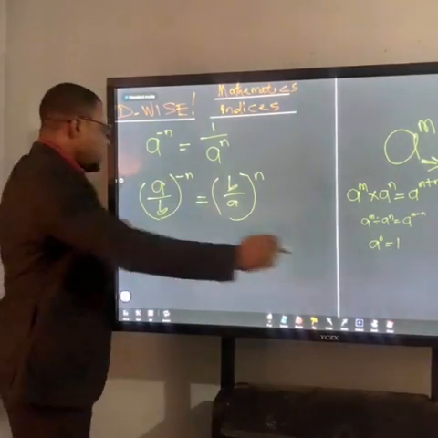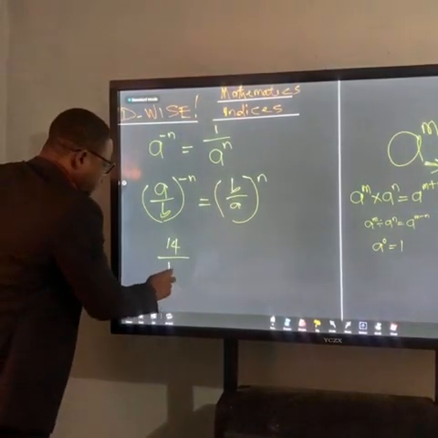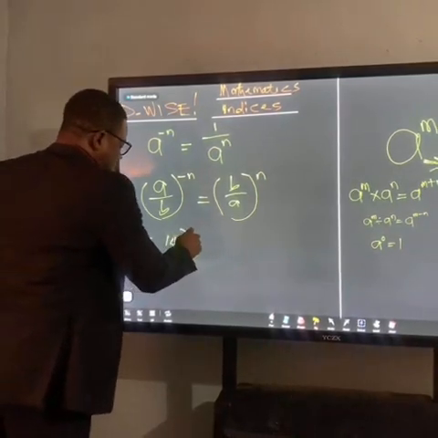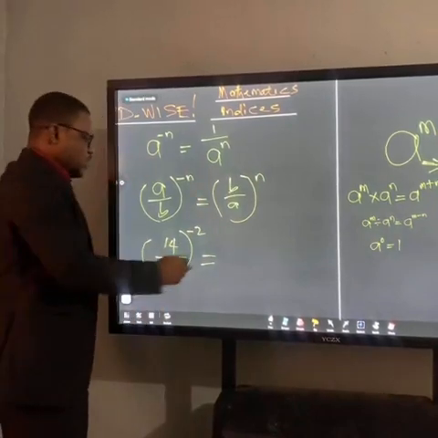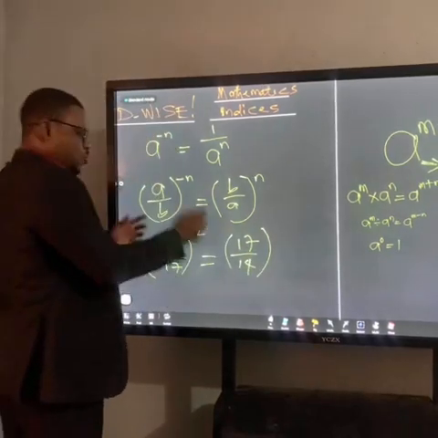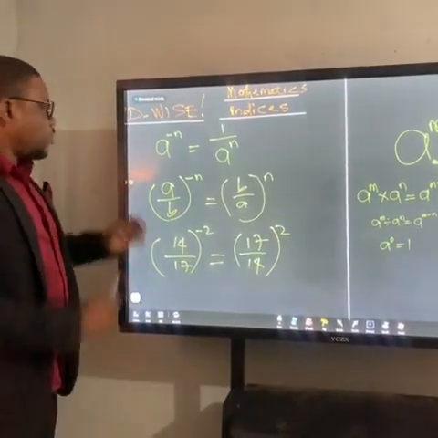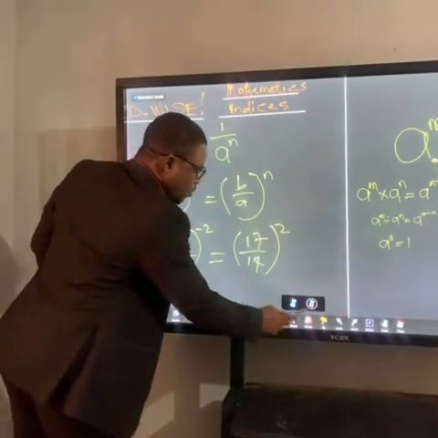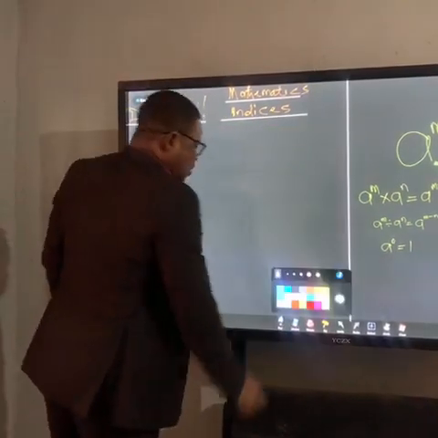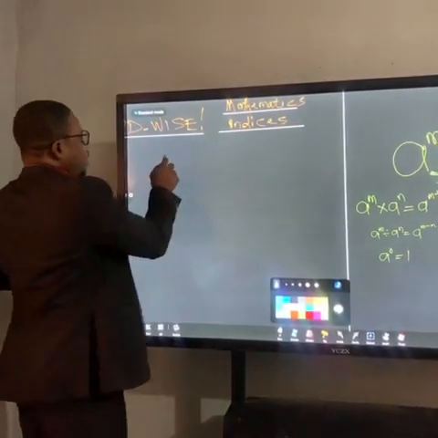So if I have something like 14 over 17, raised to the power of minus 2, this is going to be the same as 17 over 14, and the negative sign goes away, and I have to do the second power. Just make note of that. This is the fourth law, the reciprocal law for indices.